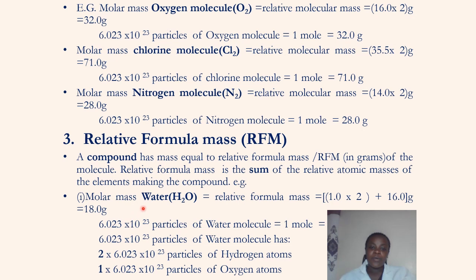Then oxygen is 1 atom, so we multiply 1 by 6.023 times 10 raised to the power 23 to get the particles of oxygen atoms. I hope that one is clear.